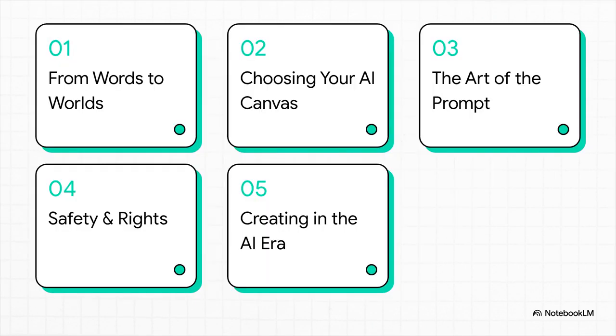All right, here's what we've got on tap for this explainer. First, we'll peek under the hood to see how this all works. Then we'll help you pick the right tool for the job. After that, it's all about mastering the prompt. That's key. We'll also get into the really important stuff like safety and copyrights. And we'll wrap it all up by thinking about what this means for creativity from here on out.